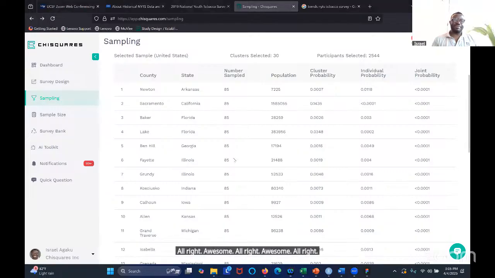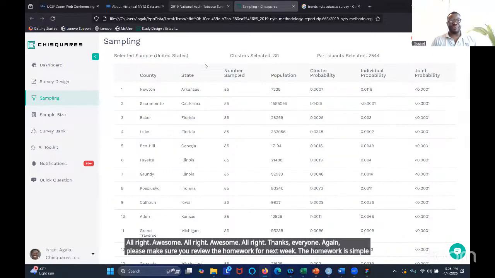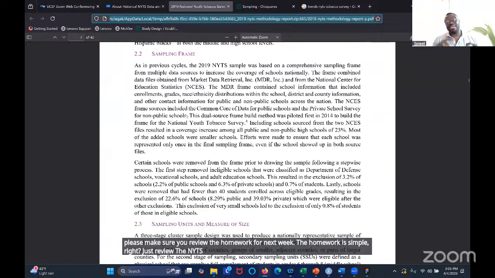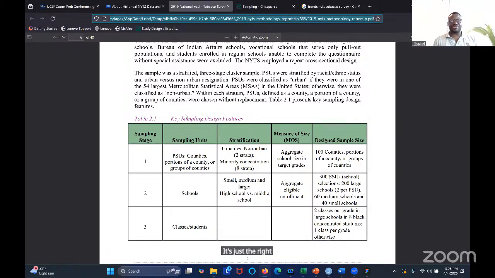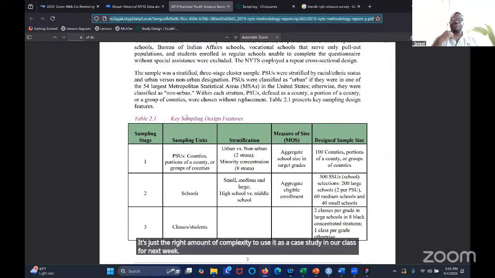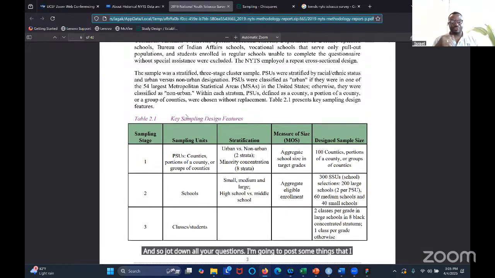Again, please make sure you review the homework for next week. The homework is simple, right? Just review the NYTS methodology in great detail because it's of sufficient complexity. It's not overly complex, and it's not too easy. It's just the right amount of complexity to use as a case study in our class for next week. And so jot down all your questions. I'm going to post some things that I would like you to pay attention to when you're reviewing, so that you can pay close attention to those things, and then we can discuss them in next week's class.